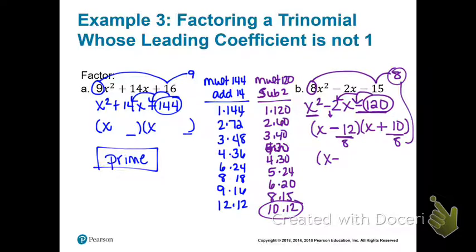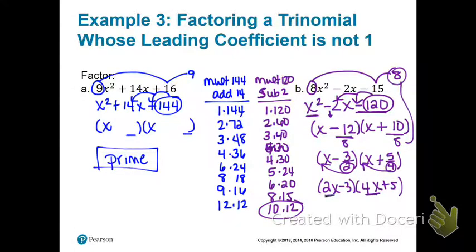Reduce your fraction. 12 and 8 are both divisible by 4. Reduce your fraction. 10 and 8 are both divisible by 2. And then take the number on bottom and throw it back to the x. So we get 2x minus 3 times 4x plus 5. And then just check real quick your first numbers. What's 2x times 4x? It is the 8x squared we needed to start with. Nothing else simplifies. No other way to factor, so there is our solution.